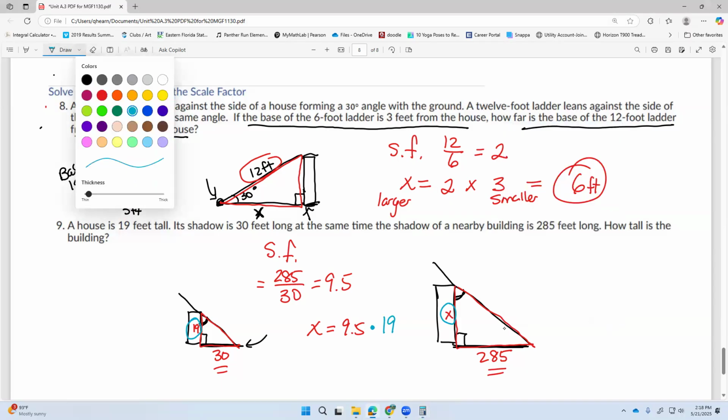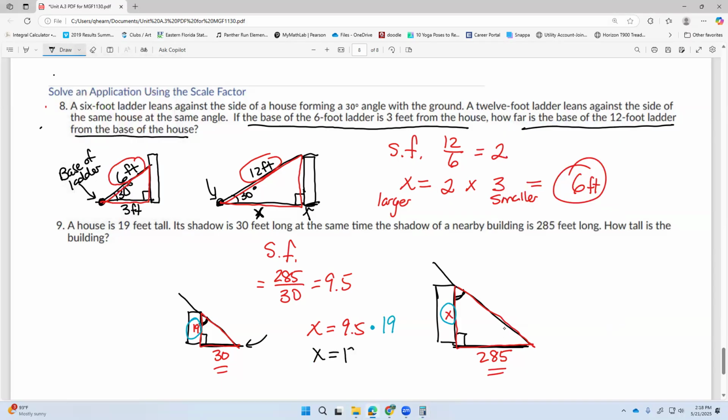180.5. So x equals 180.5. And the units, by the way, in this case are feet. We should include the units.